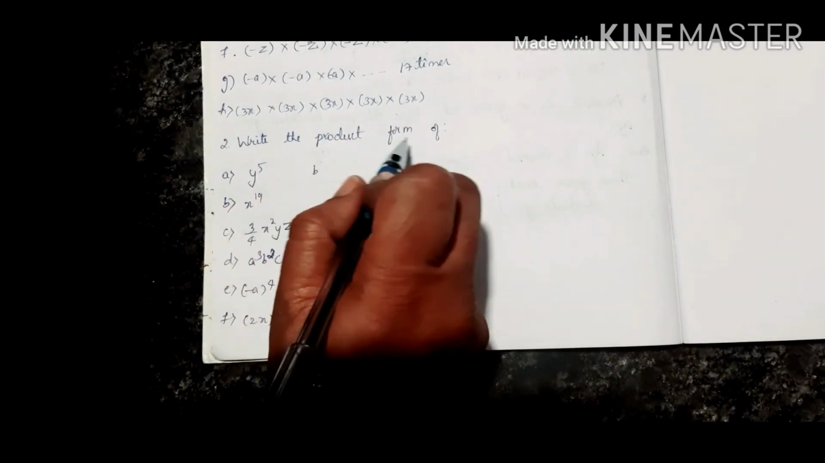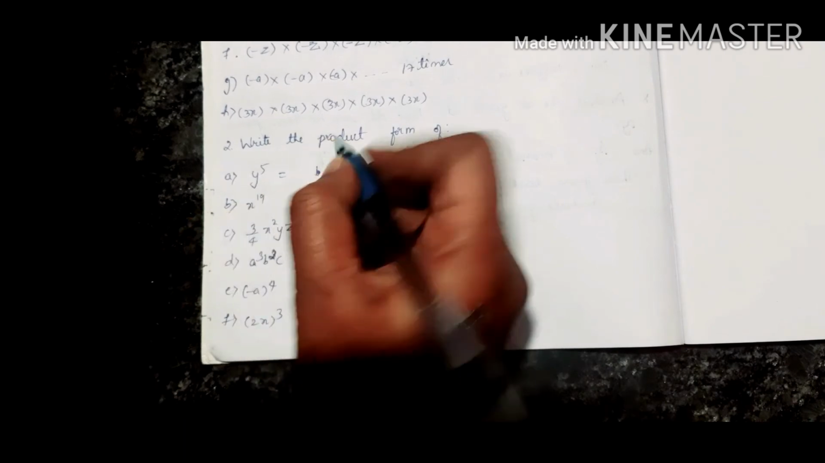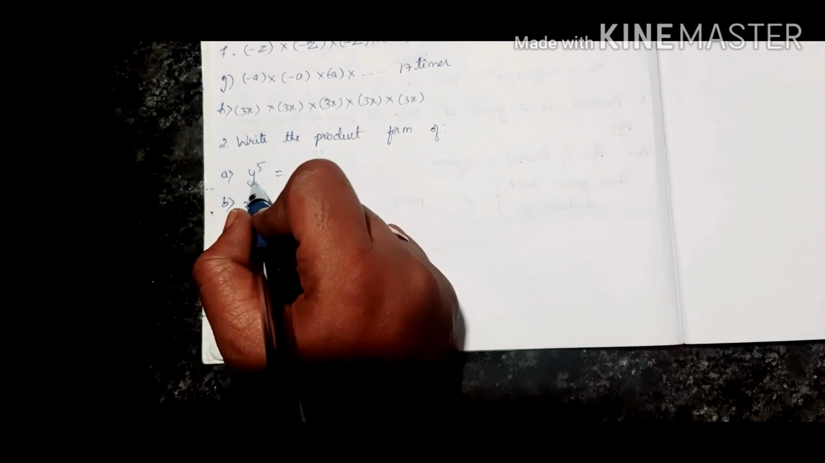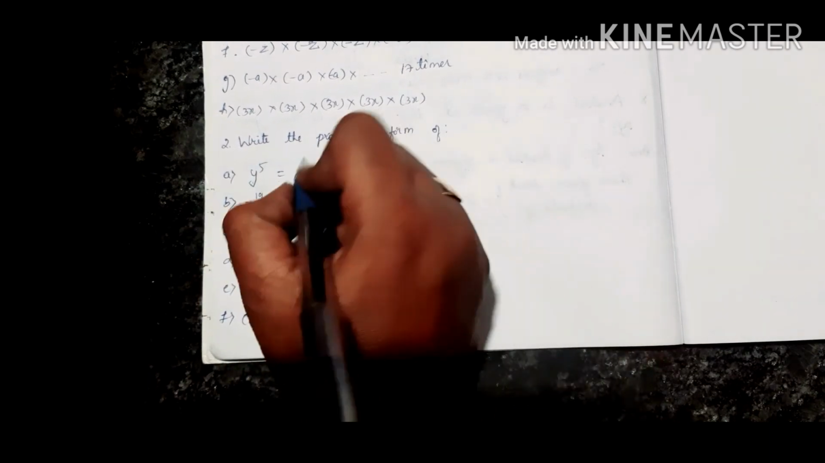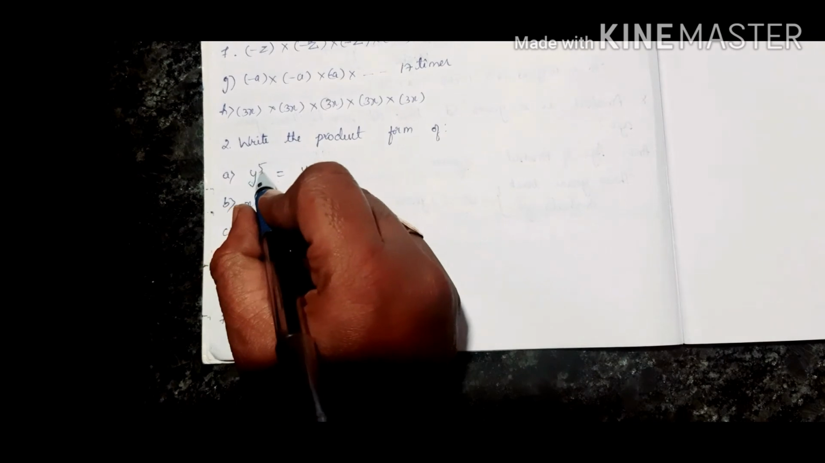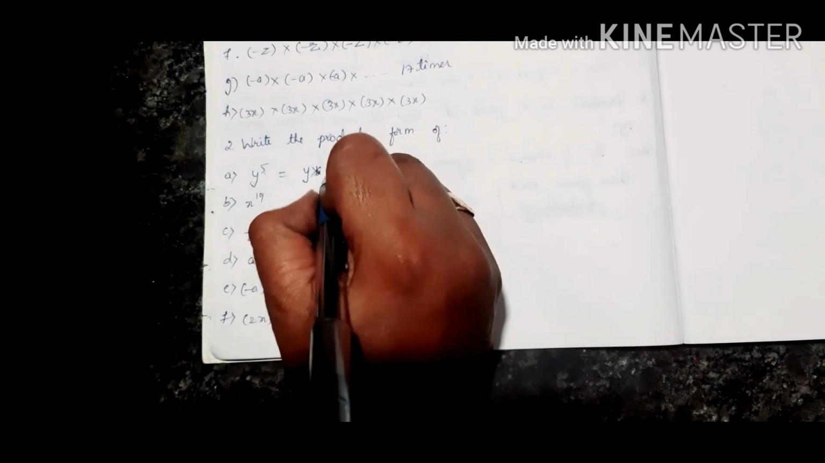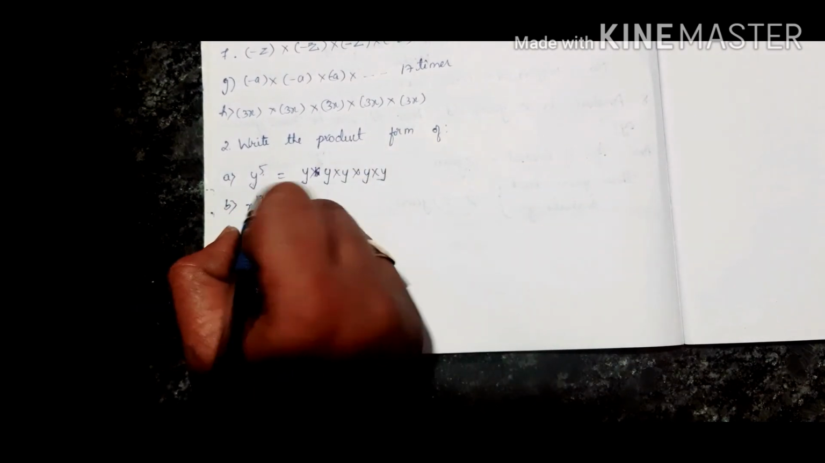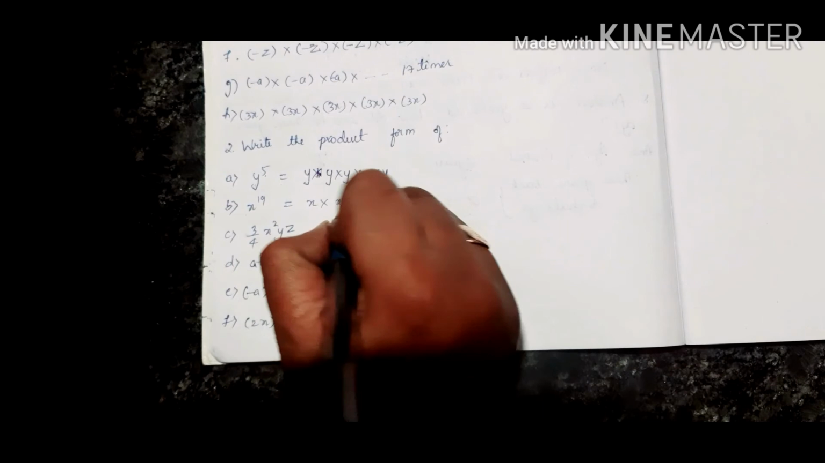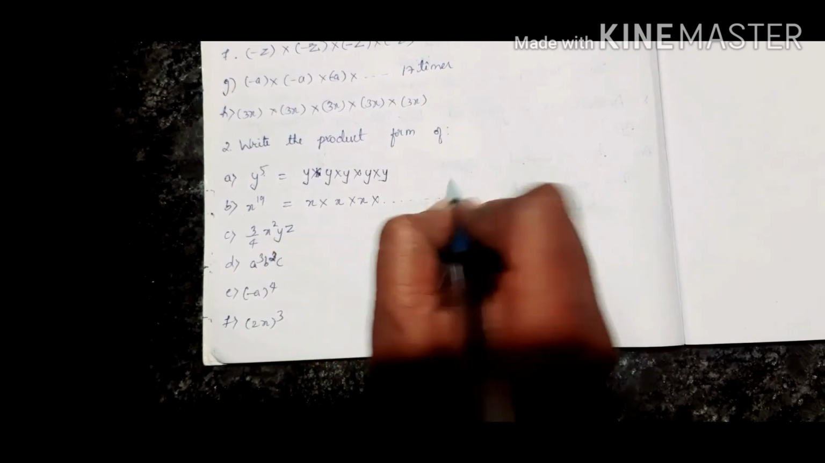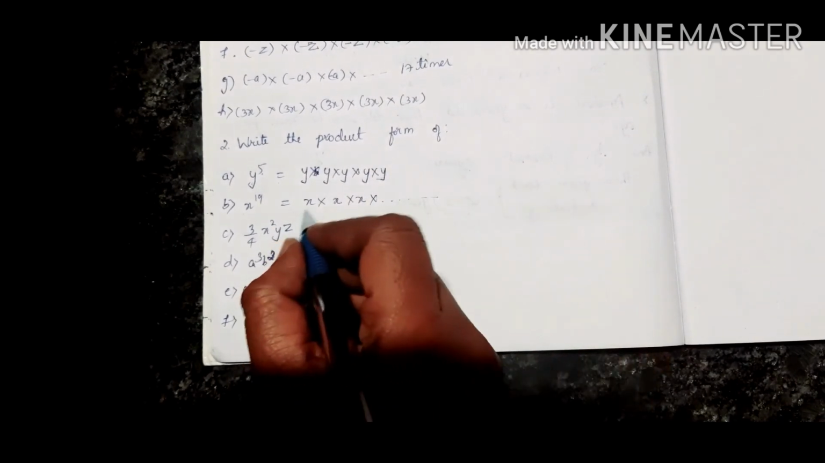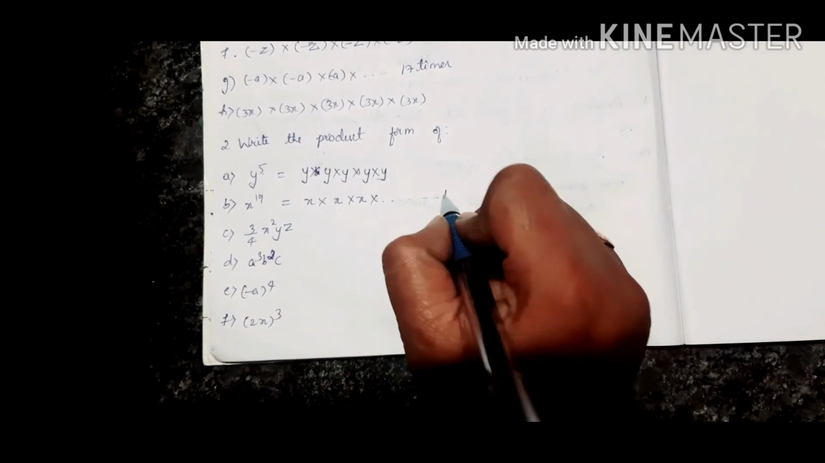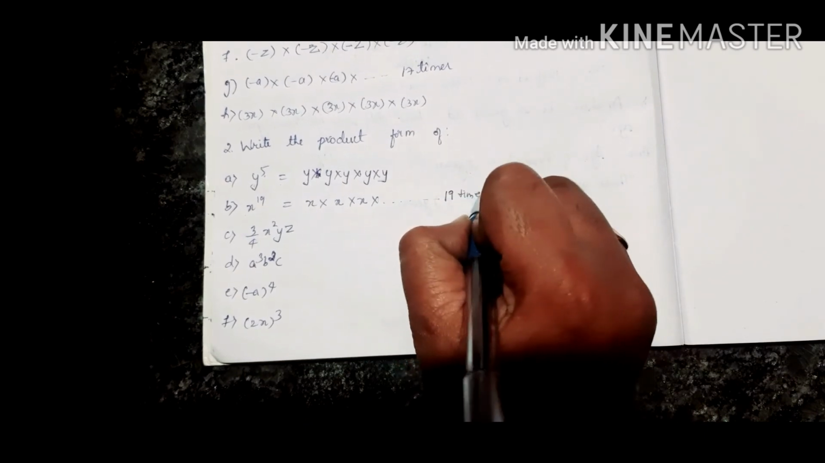Question number 2. Write the product form of y to the power of 5. Now we have to write vice versa. That is, it is given in the exponential form. We have to write it in the expanded form. Y power is 5. So y is multiplied 5 times. Here x to the power of 19. X has to be multiplied 19 times. It takes a lot of time to write x 19 times. So we keep dots and write 19 times here.